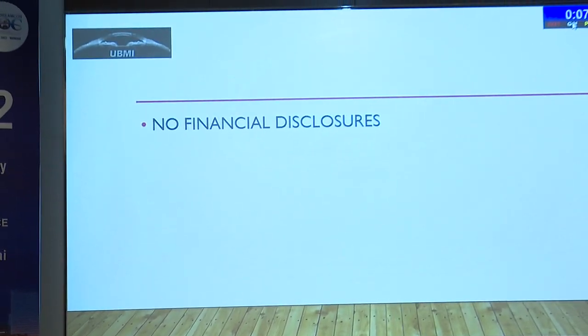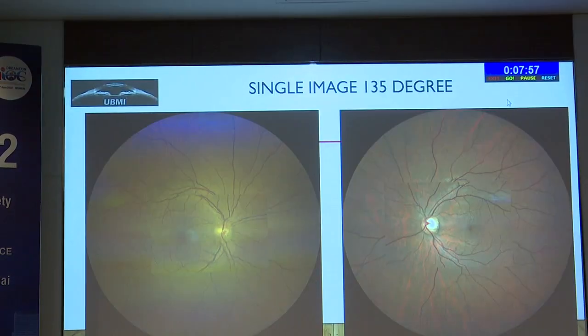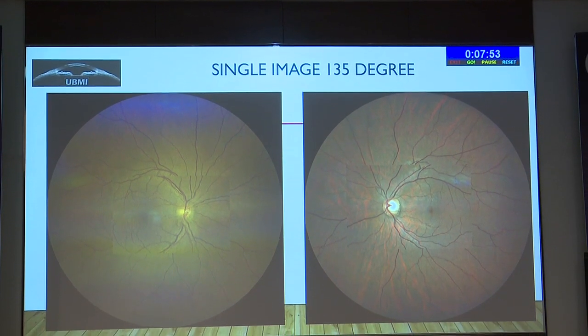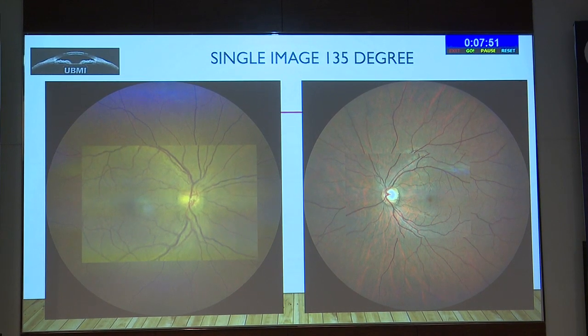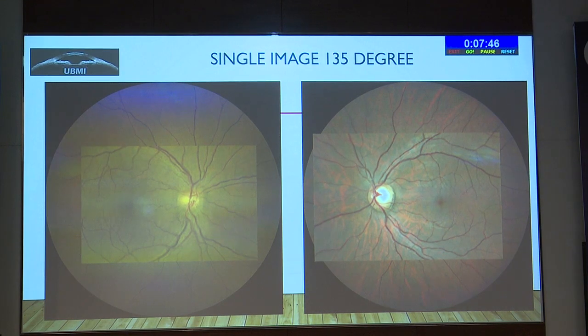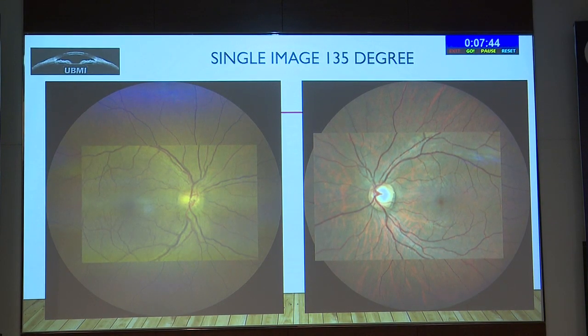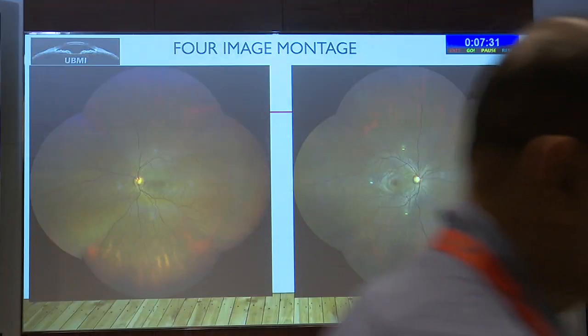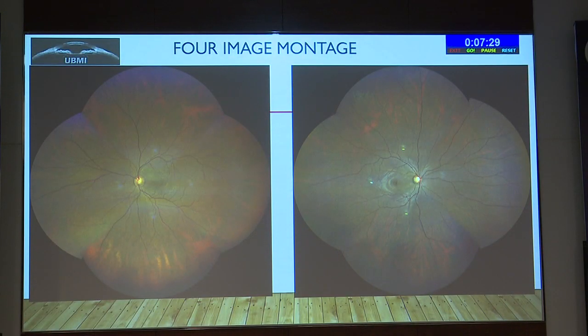So the most important advantage of this machine is that it uses a white light, hence it is absolute true color, and the resolution is mind-blowing. You can zoom to whatever extent you want. A single image is 135 degrees, and you can have 2 or 4 images. 2 images are about 170 degrees, 4 images around 210 degrees. You can see right up to the periphery with that.